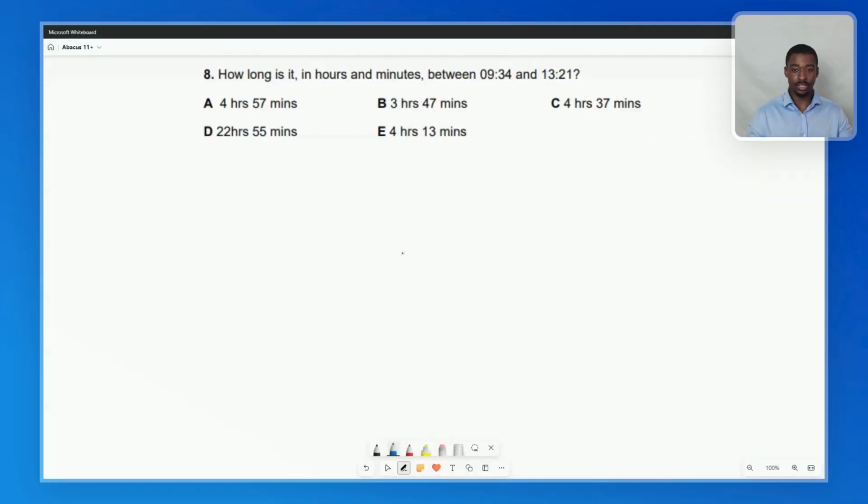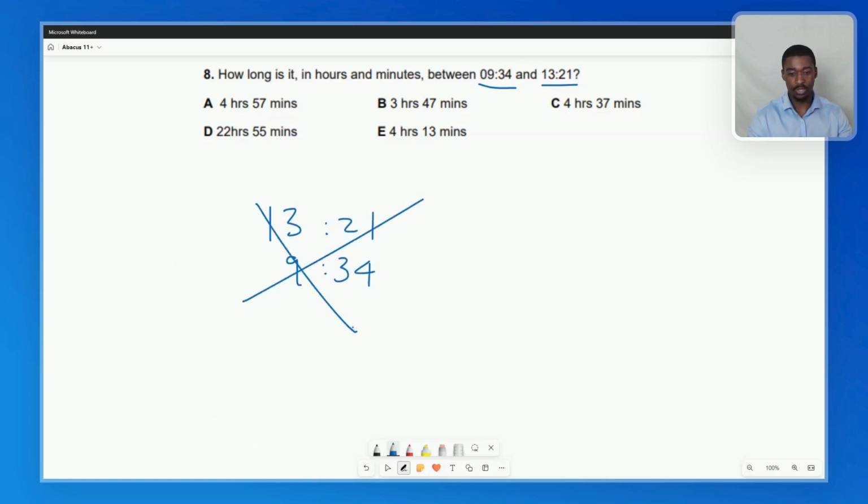Okay, so now for this next question, we have to work out the hours and minutes between 9:34 in the morning and 1:21 in the afternoon. And the way to do this is to take it step by step. You don't want to treat this like normal numbers and try and subtract them in a column. That's not going to work, right? We don't want to do this.